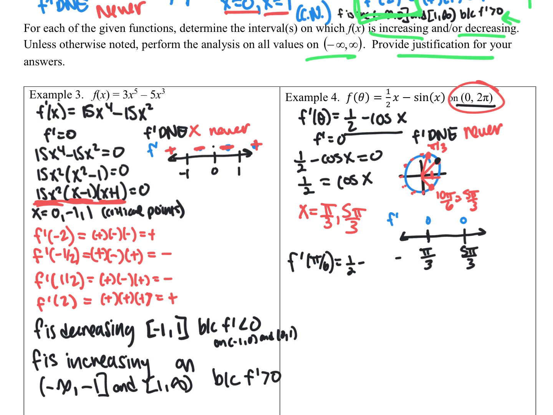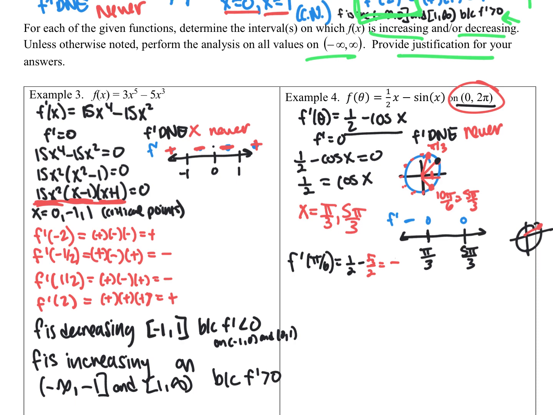Let's do another unit circle over here. Cosine at pi over 6 is your x value right here, so that's square root of 3 over 2, which is bigger than 1/2. So it'll be 1/2 minus square root of 3 over 2, and square root of 3 over 2 is bigger. So this will be a negative number. So we'll have a negative derivative when we're less than pi over 3.